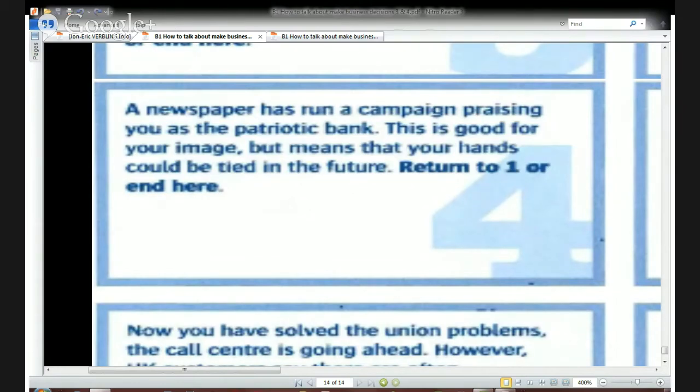Right, we have to decide. It's similar to the situation in Ukraine. We either have to go back to step one, where we have to decide again if we're going to cut the jobs or not, or we end the game here and we've won. I guess we've won. The newspapers run the patriotic campaign. The shareholders, I guess they're okay with that. This is good for our image, so Anton gets what he wants. We maybe pick up some new business. So we may have won the game.